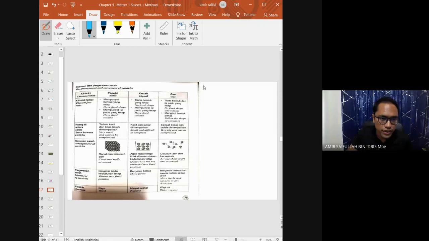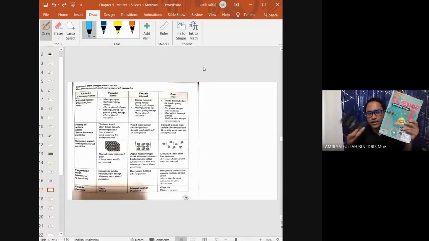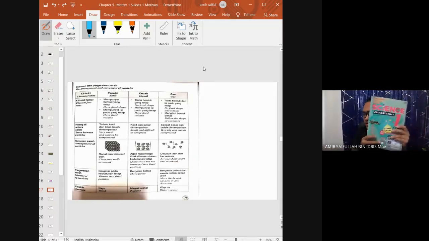Next, we go to this one. This one is a very famous question also. We can see the arrangement and movement of particles. Physical properties for solid first. Solids have a fixed shape, so that's why they exist in this shape. You can see the shape is not changing anymore, unless you heat it, then it turns into something else.